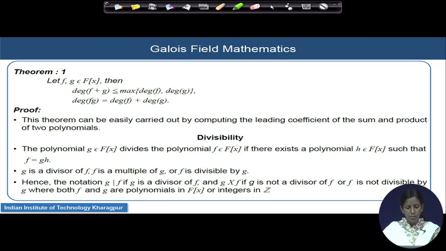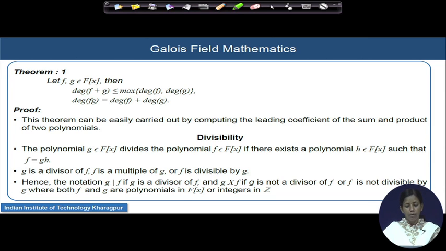The theorem says that if f and g are two polynomials that belong to F[x], then the degree of the sum of the two polynomials will always be less than or equal to the maximum of degree of f and degree of g. The degree of f times g will always be the sum of the degree of f plus the degree of g, and it can be easily proved from the sum and product of the two polynomials. So, we have not included the proof here.